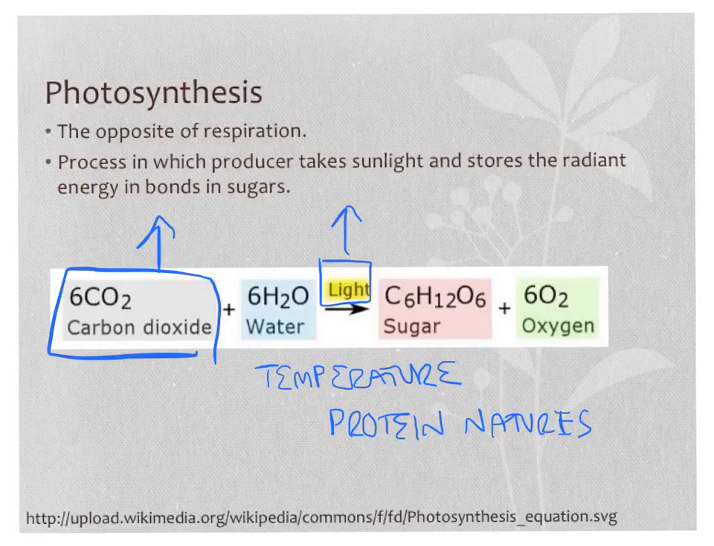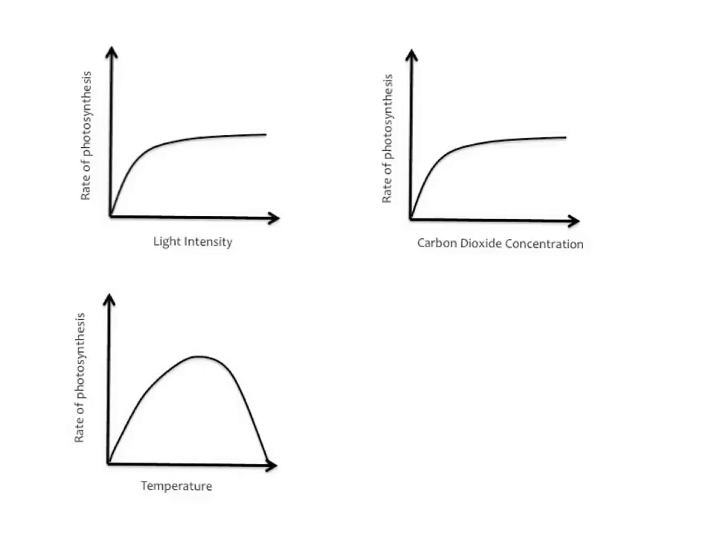So let's take a look at how these might look on a graph here, and we'll get a good feel for these three different reactants and factors. So first of all here, you can see that as light intensity increases, so does the rate of photosynthesis, but eventually it levels off. You get too much light, the plant just can't process it all. The same is true for carbon dioxide.